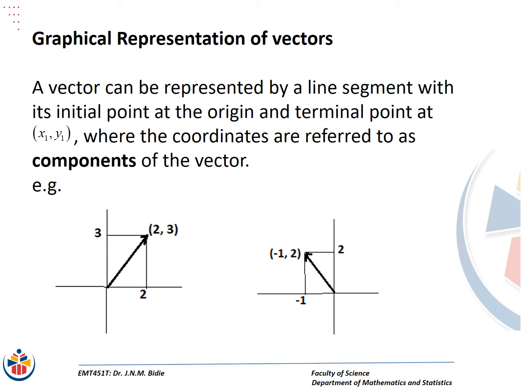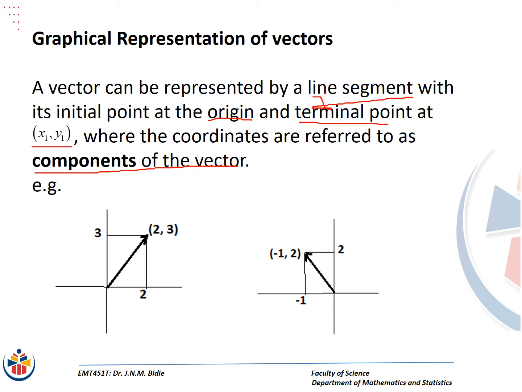We start by representing our vectors graphically. Note that in order to represent a vector properly, it is just a line segment that has its initial point at the origin, that is at point 0, 0, and its terminal point at that specified x coordinate and y coordinate. Here we'll just call it x1, y1. And we note that x1 and y1 are called the components of that particular vector. So we've got the x component as well as the y component for that particular vector.